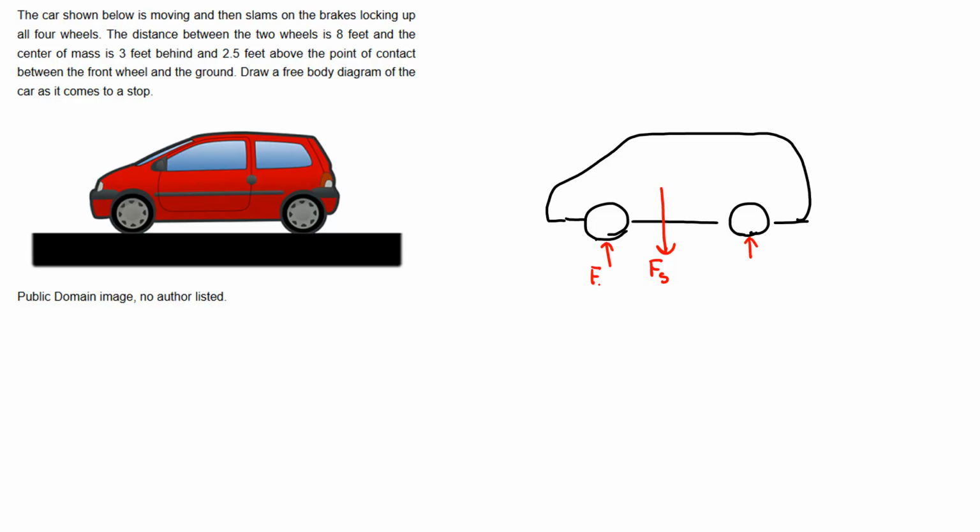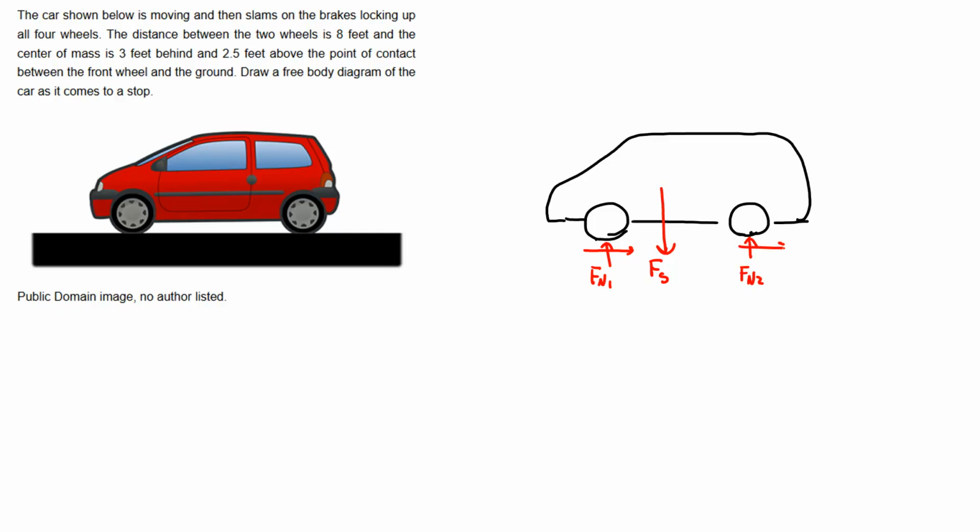So Fn1, Fn2. Make sure you give them different names so we can distinguish them in our equations. Those are perpendicular to the surface, and then parallel with the surface, we're assuming the car is moving forward, so it's moving to the left. So the friction force is slowing it down. It's going to be pushing to the right.